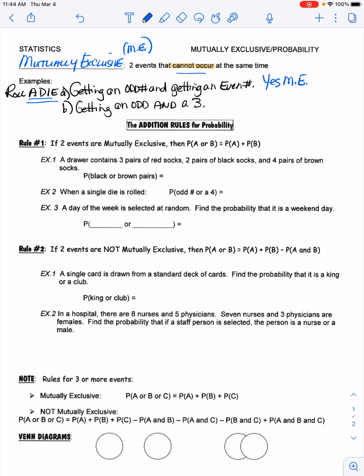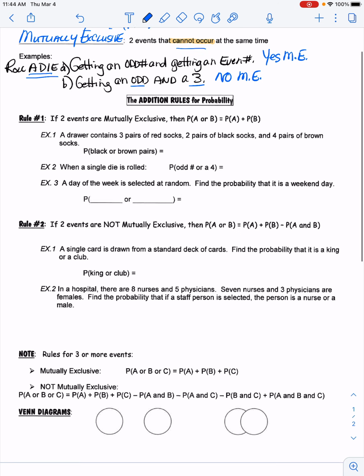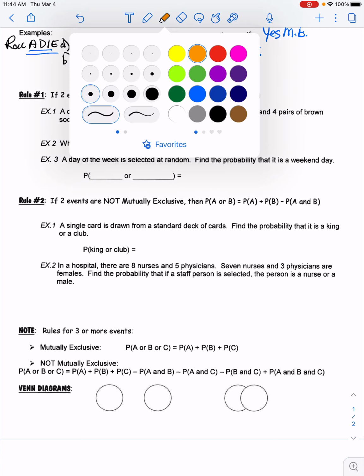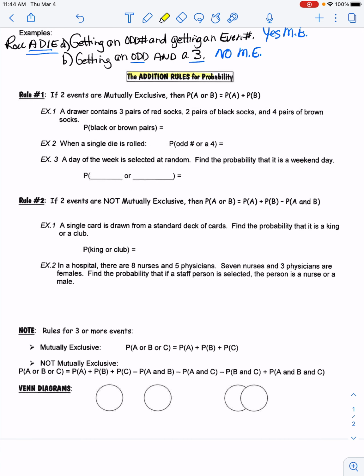Or another one is, let's say a single die is rolled. Can you get an odd number and a 3? So can you be odd and 3 at the same time? You will say, yes, I can be odd and 3. So then I would say, no, these events are not mutually exclusive. All right, so let's get into these addition rules for probability.